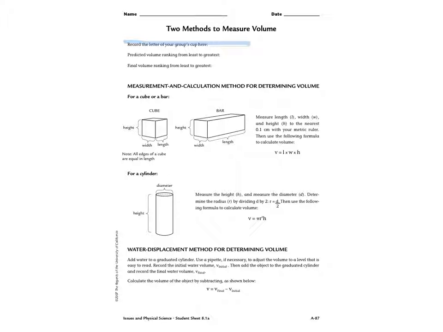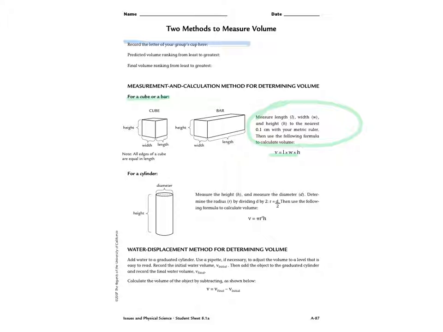When you predict the volume, it'll ask you in the procedures to predict the volume least to greatest. And then you will go back and record what the final volumes were least to greatest, to see how close you were, okay? This is a really helpful sheet because it will tell you the measurements and calculations for a cube or a bar, which I talked about, length times width times height, and it will even show you how to measure it if you read it right there.